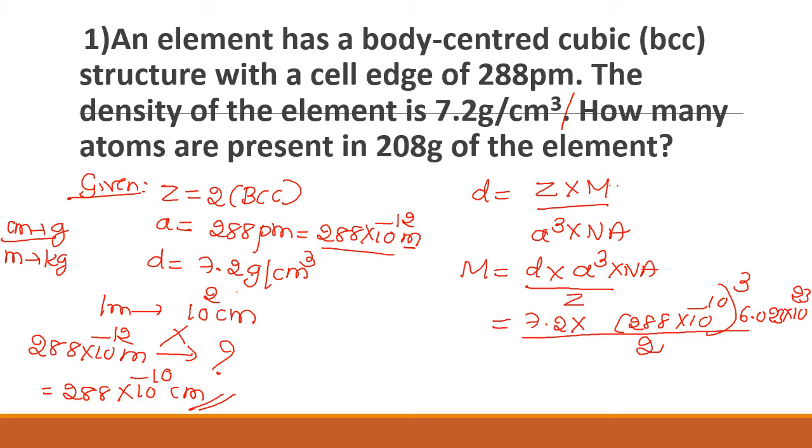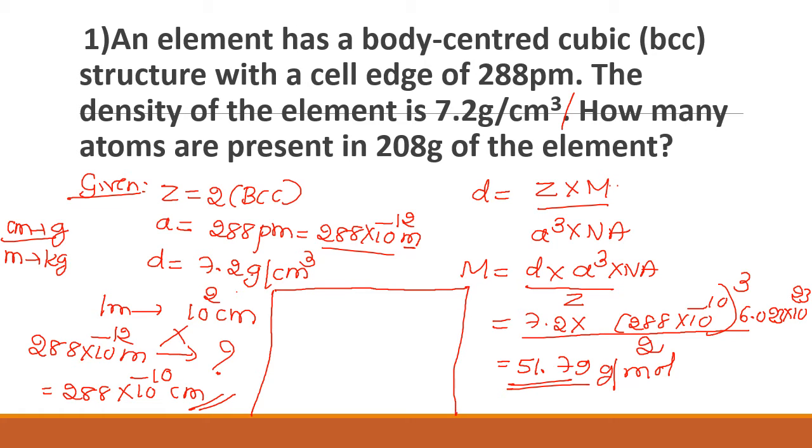I'll write directly here. I have calculated using a calculator. It is 51.79 gram per mole. This is the molar mass. But what is the question? How many atoms are present in 208 gram of the element?